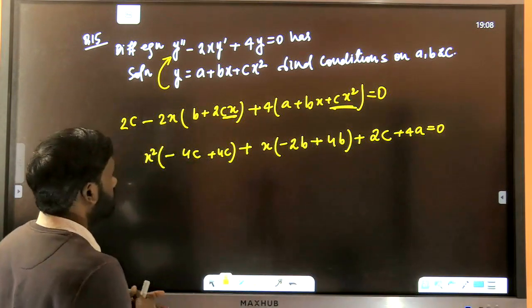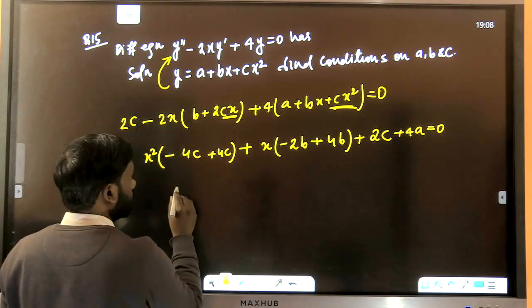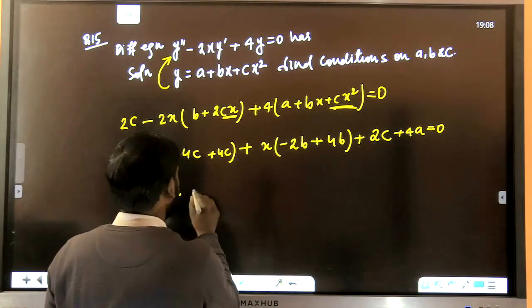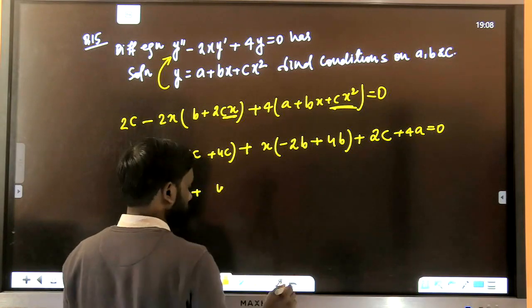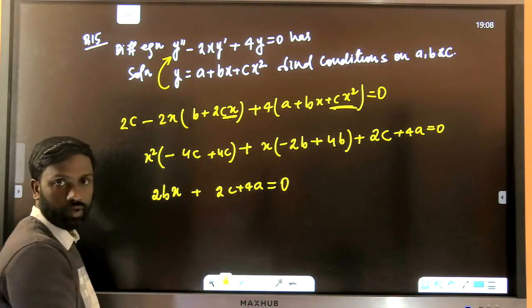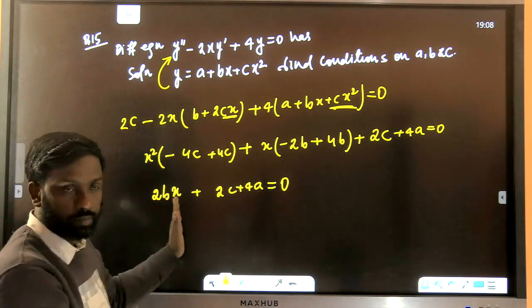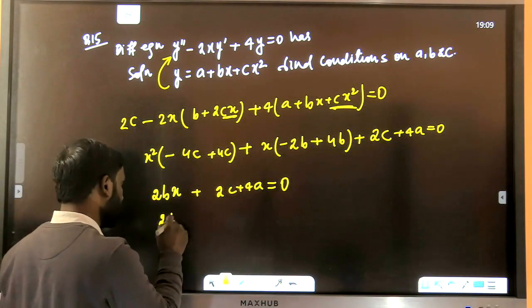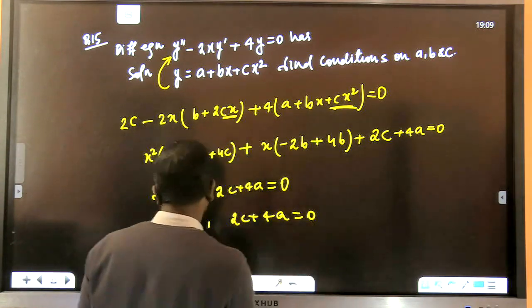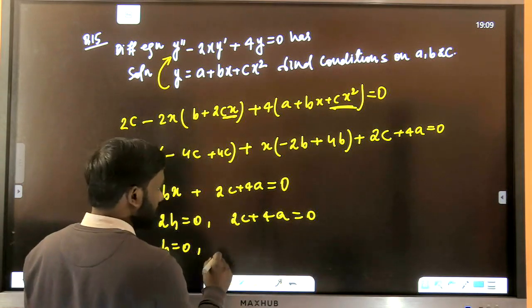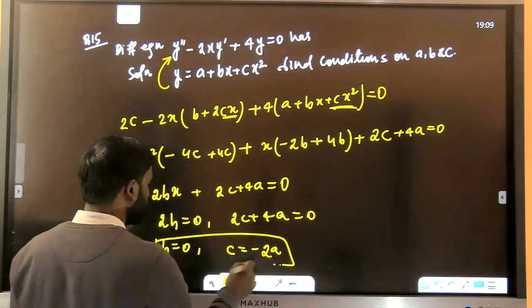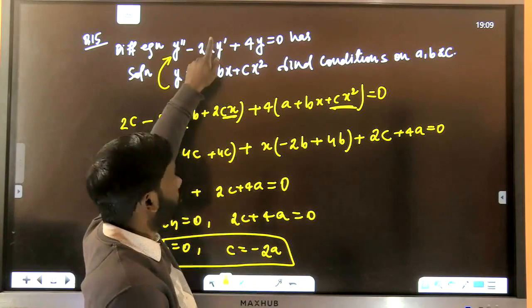Now let's equate the coefficients of all. This term is actually cancelling out, so you ultimately get x into 2b, and plus 2c plus 4a, that is equal to 0. So we are equating the coefficients of different powers of x from two sides. We must have 2b equal to 0 and 2c plus 4a equal to 0. So we get b equal to 0 and c is equal to minus 2a. These are the conditions on a, b, c for this to be a solution of this differential equation.